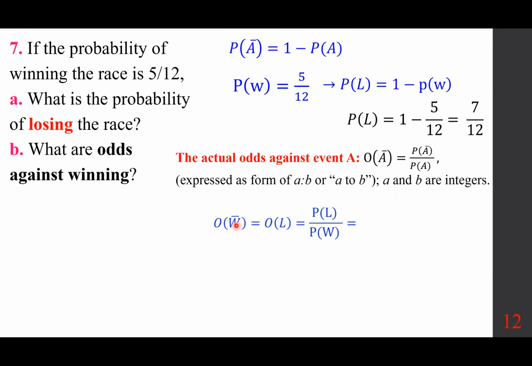So with that being the case, odds against winning, that means odds for the losing, would be probability of losing over the probability of winning, which is 7/12 over 5/12. This is a complex fraction, and it becomes 7/5. You can write it as that, that's fine, or you can represent it in this format, 7 to 5.